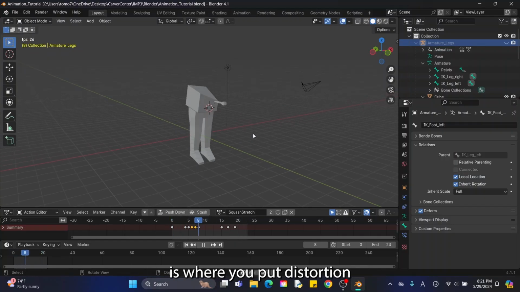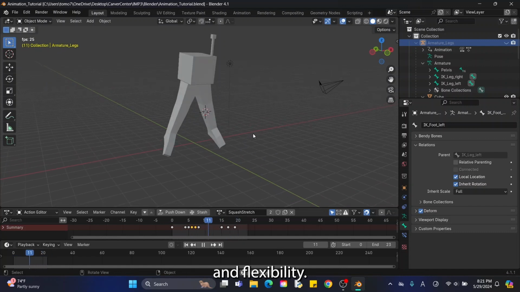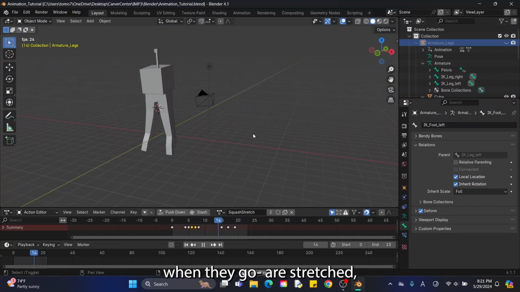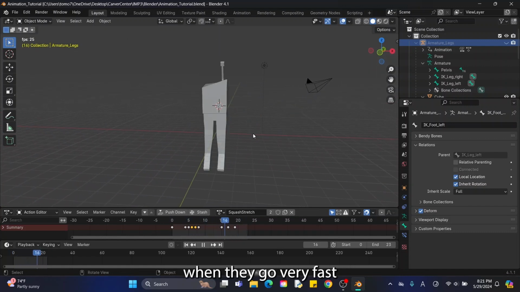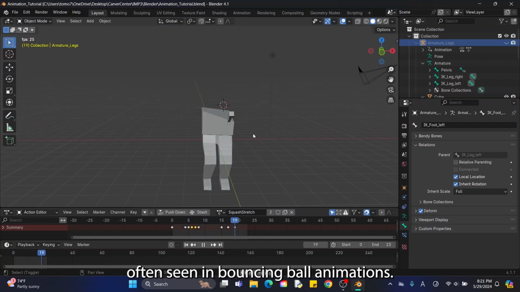Squash and stretch is where you put distortion on the thing being animated to give it a sense of weight and flexibility. Objects are stretched when they go very fast, and objects are squashed when they come to a sudden stop, often seen in bouncing ball animations.